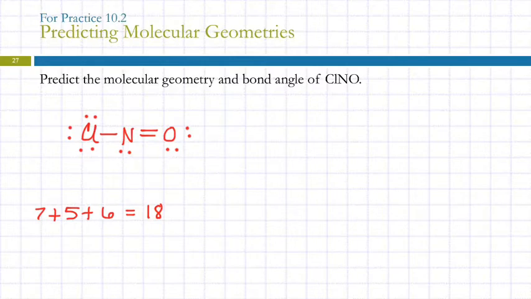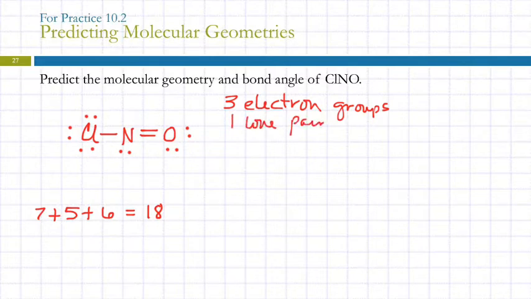How many groups? 3. So there's 3 electron groups on the central atom. There's a single bond, a double bond, and a lone pair, right? So how many lone pairs? 1 lone pair. We're only looking at the central atom. We don't care about the lone pairs on this chlorine or the oxygen, doesn't matter. We're looking at the central atom. So 3 electron groups. How do 3 electron groups arrange themselves?